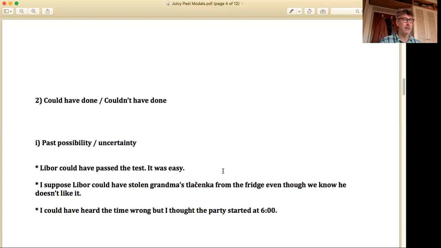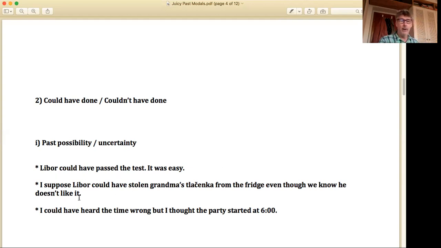Now, what do we know about that? If I say Libor could have passed the test, it means that he didn't take the test. Basically, he was afraid. He didn't study, so he didn't take the test. But it was such an easy test that almost everybody passed it, and he could have passed it. It was possible, even with the limited amount of studying that he did. He still could have passed it.